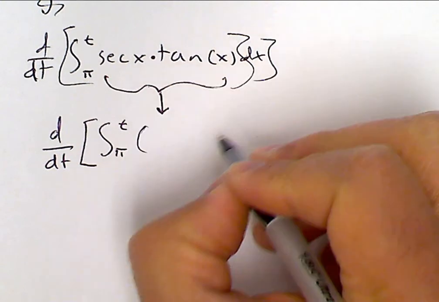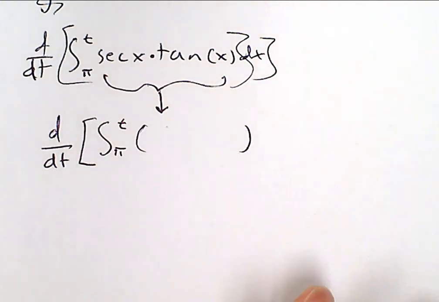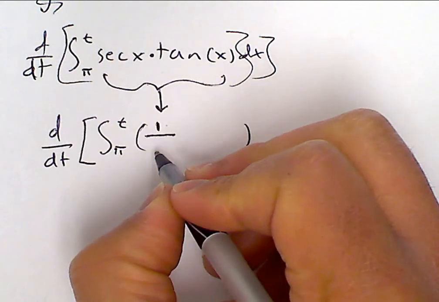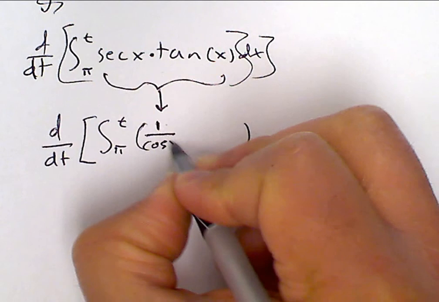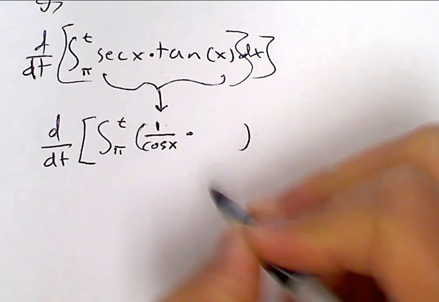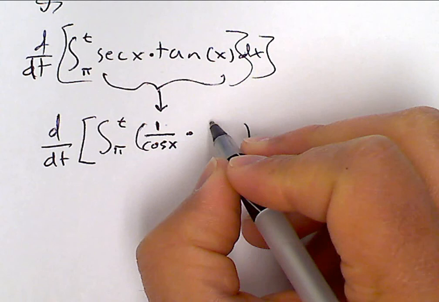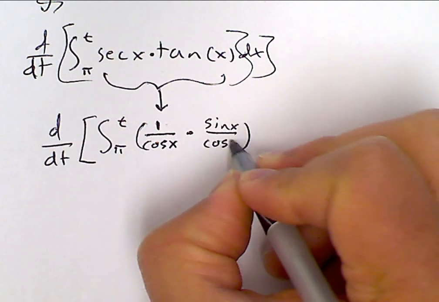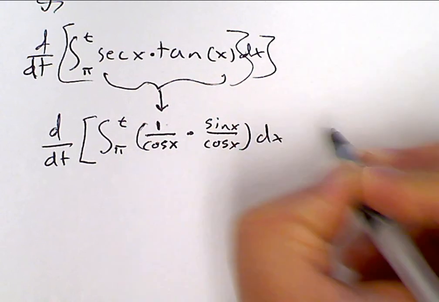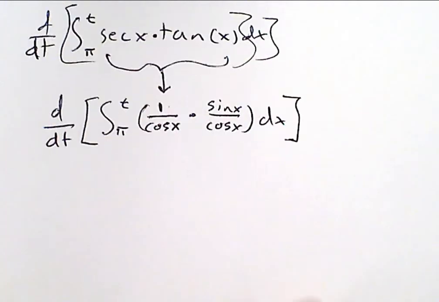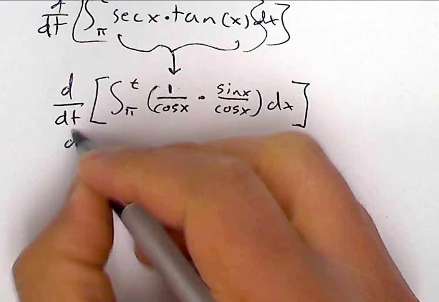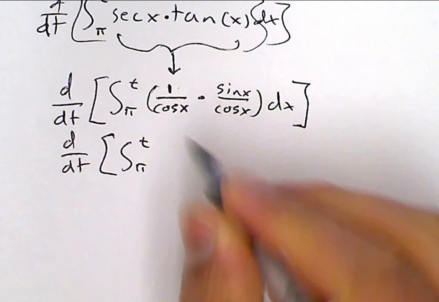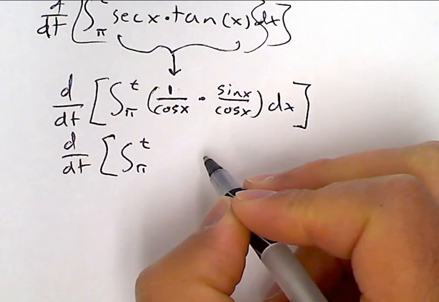What's secant x, y'all? 1 over... Come on, guys. This should be ingrained in you. So it's tangent x. Sine x over cosine. Come on, guys. It's all coming back. It's all coming back to me. Right. So integral of pi to t. So what will this really be since I don't want it to be something times something else?